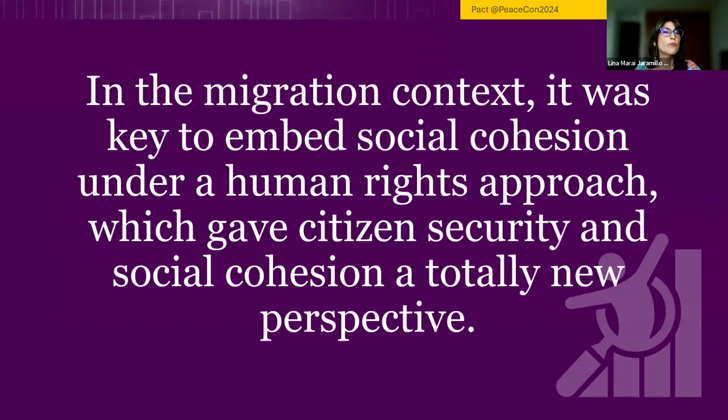How did we use the Rumbos index? In the migration context, it was key to embed social cohesion under a human rights approach. This gave citizen security and social cohesion a totally new perspective. That means that we managed to advocate for social cohesion as a key opportunity to improve citizen security through community integration, institutional capacity building, and respect for human rights. We went beyond the traditional idea of social inclusion that focuses mainly on increasing the institutional offer.